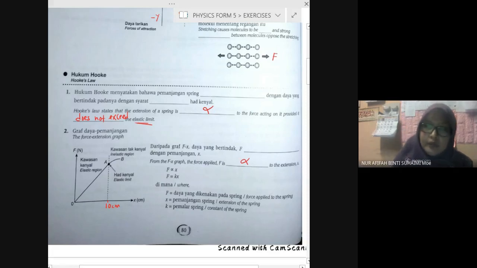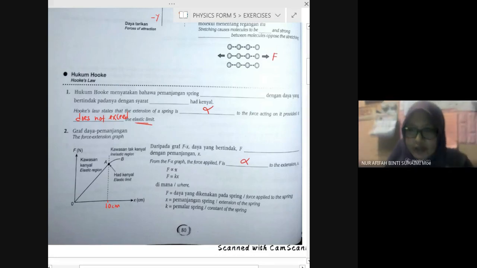From the F-x graph, the force applied F is directly proportional to the extension x. So F is directly proportional to x, or F equal to kx. What is k? k is the constant of the spring, the spring constant. We can get k from the gradient of the graph. The gradient m is equal to the spring constant. Ni ulang balik, revise balik.